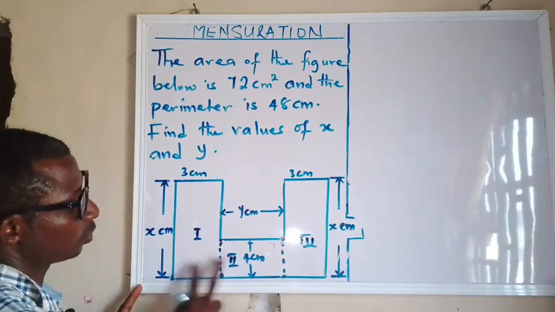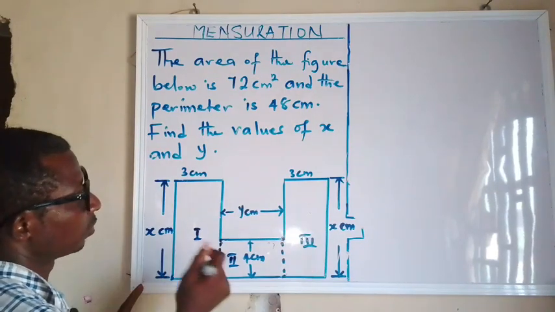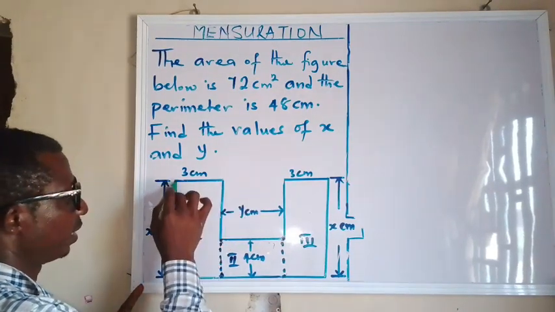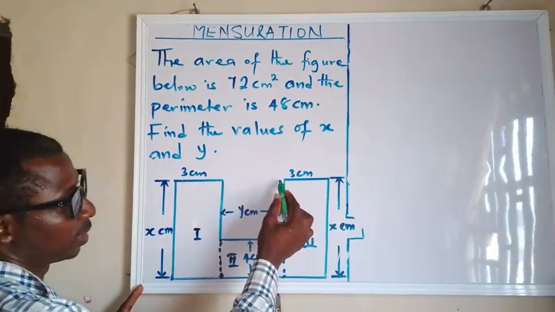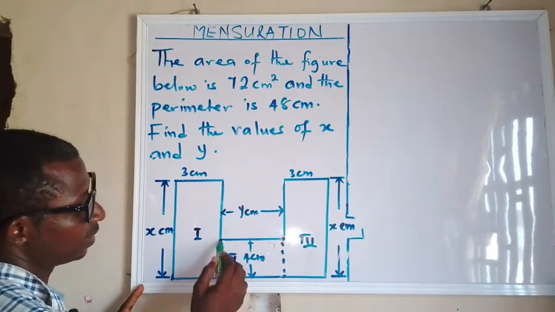So look at this first one, this second one. They are similar. They are the same thing. Because when you look at this, this is going to be the breadth and the length is going to be x. The same thing here, length and breadth. But this, the length is y.